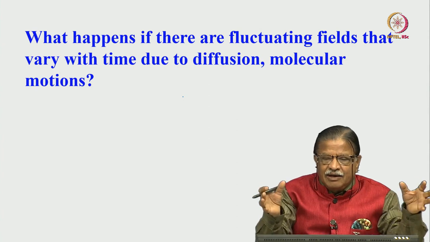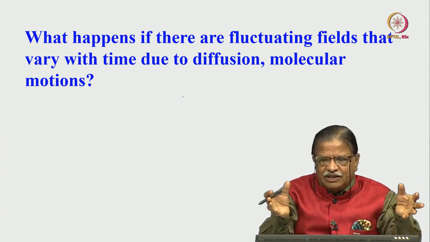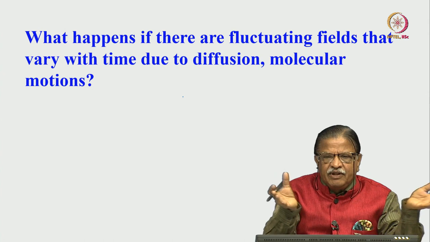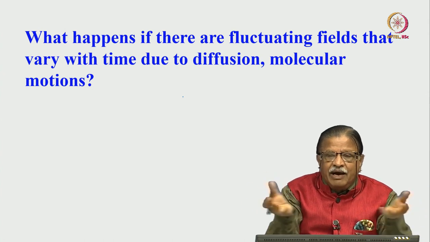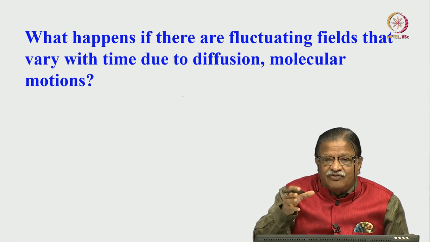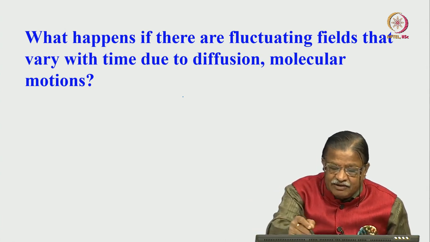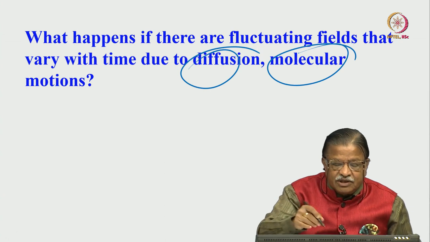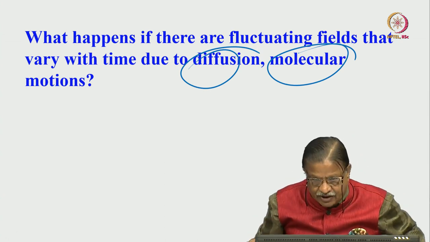If different molecules are there, if they take a mixture, their molecular weights could be different, they may diffuse at different rates. Then the fluctuating local fields will be different. If the molecules are undergoing diffusion or any other type of motion, then what will happen? Will there be a refocusing?